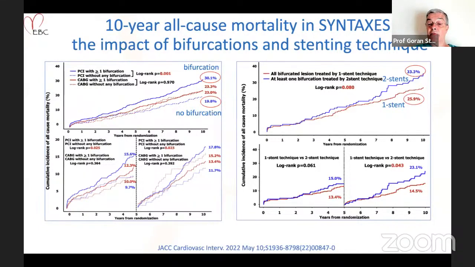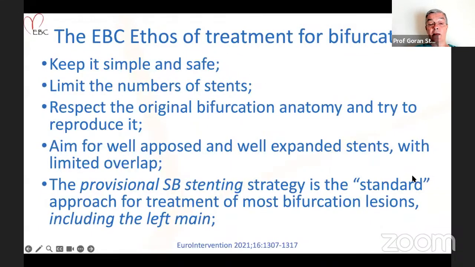And again, we have a replica from the non-left main studies. If we compare single stent versus two stent strategy, again, there is a strong trend for higher overall mortality with more metal, with two stents. And if we divide in first 5 years versus 5 to 10 years of follow-up, there is higher risk at the longer term follow-up with two stent technique for the all-cause mortality.